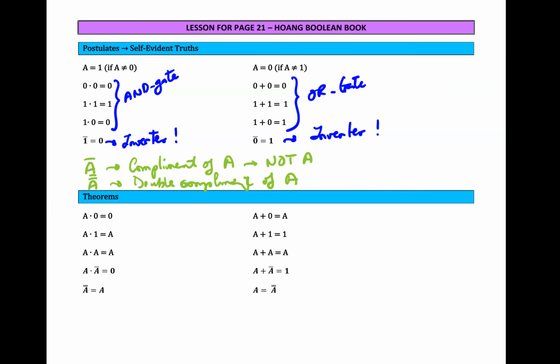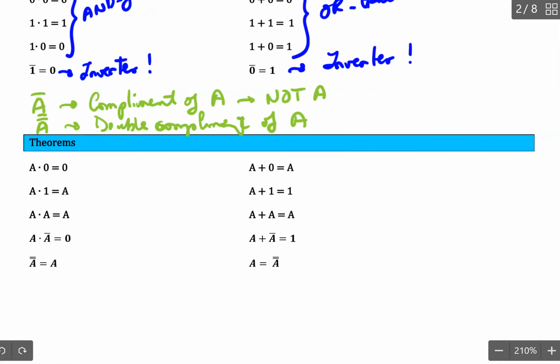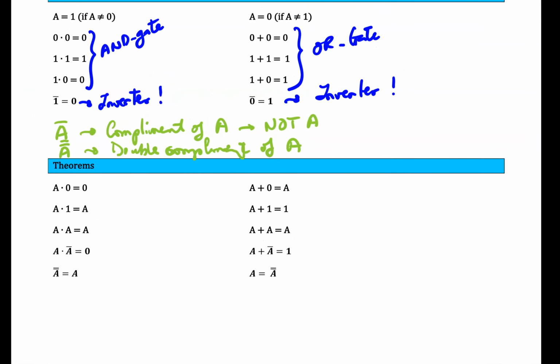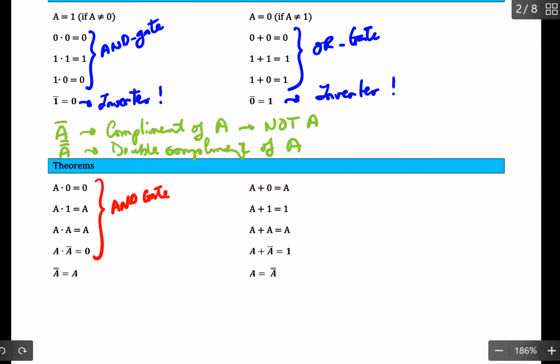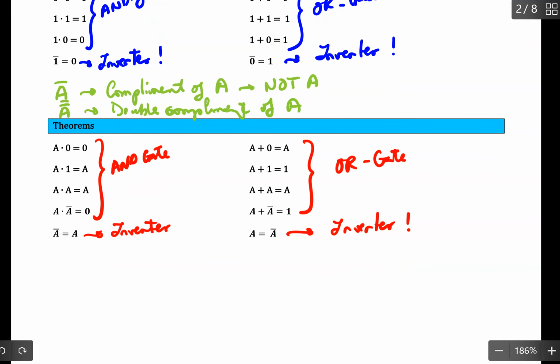So let's prove some theorems. Again, for this particular operation, think of it as an AND gate. Okay, this one is the inverter. Think of this as an OR gate. And this one is also the inverter. Okay, so let's prove a few theorems.